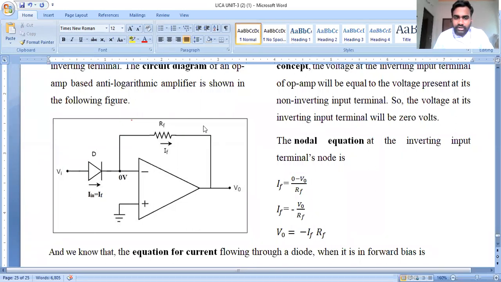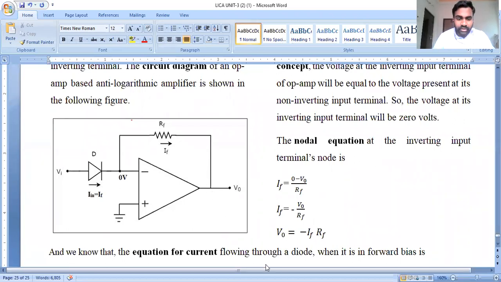This entire discussion is analyzed with respect to an inverting type operational amplifier. Before doing the simple nodal analysis, let us see the behavior of the virtual ground. The non-inverting terminal is grounded, so V2 is 0, and since V2 is equal to V1, V1 is also 0. So the input current will flow through the diode and next through the resistance to the output terminal. This is the current path.